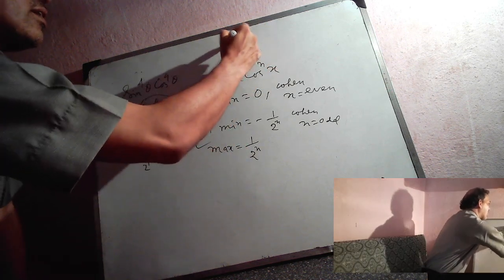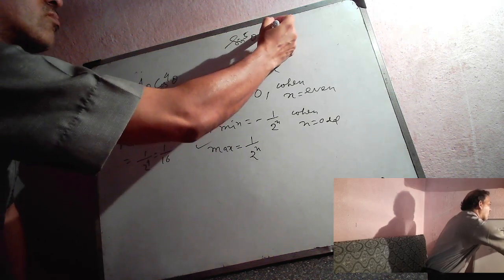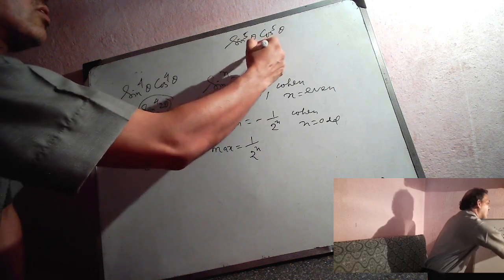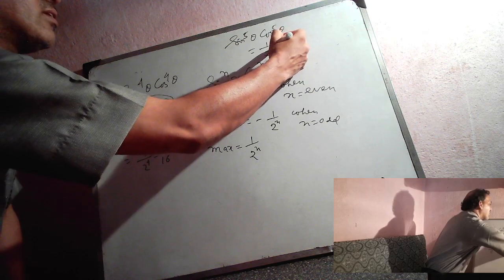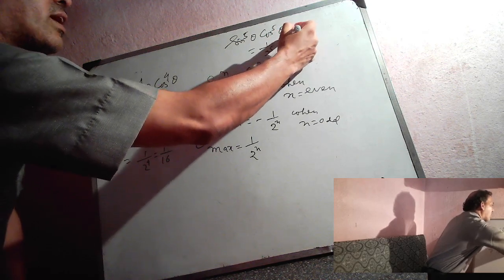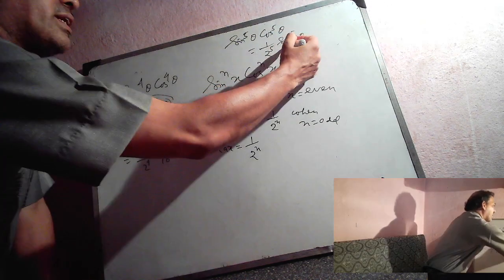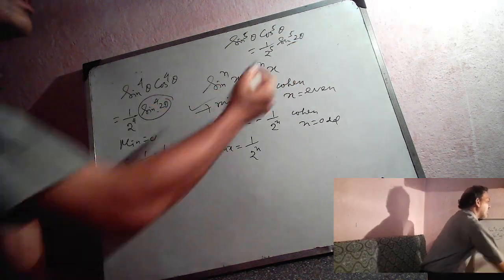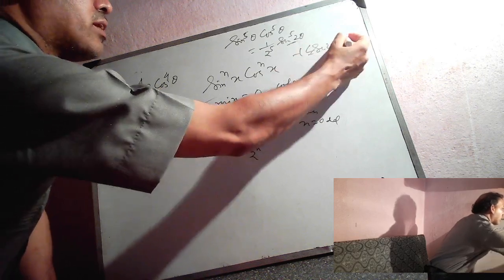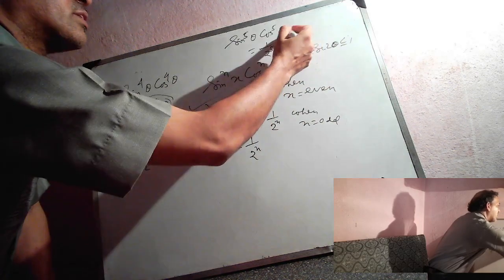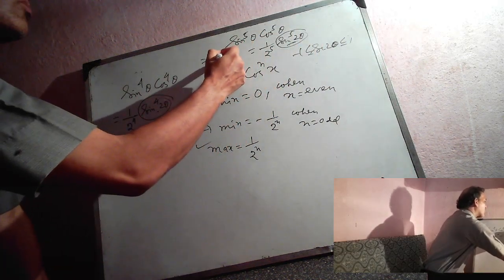Let us take another example. Sin 5 theta multiplied by cos 5 theta. We can write it as 1 upon 2 power 5 sin 5 2 theta. Minimum of sin 2 theta is minus 1, it is odd. So the range of sin 2 theta will be more than or equal to minus 1, less than or equal to 1. That is why its minimum value will be minus 1.